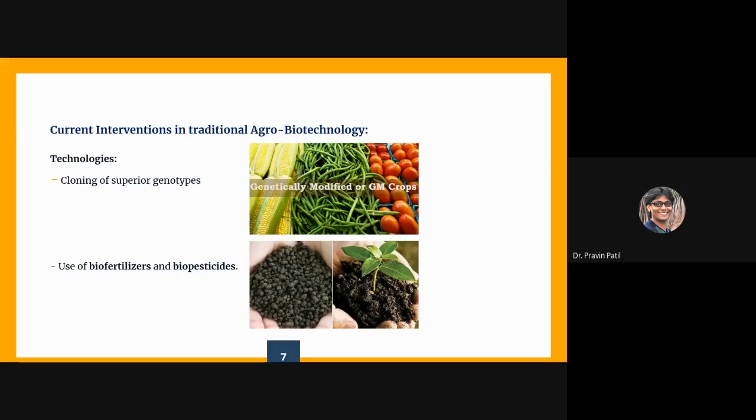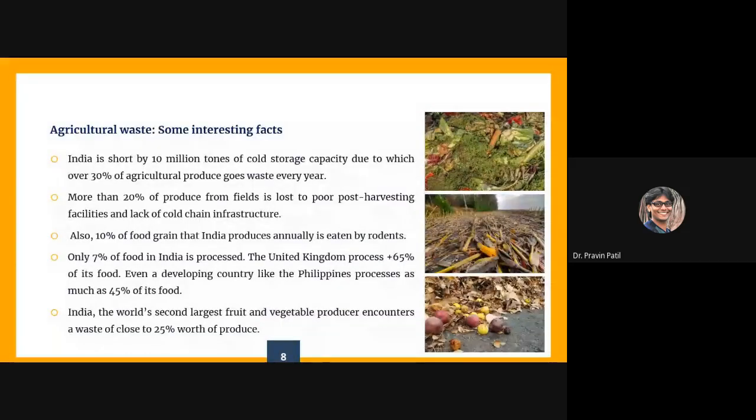So the other problem is agricultural waste. Even though the production is getting reduced day by day, there is also another problem, which is agriculture waste. So let me put some interesting facts about agriculture waste in India. India is short by 10 million tons of cold storage capacity. So whatever fresh product we have in our hand cannot be stored. We do not have the facilities.